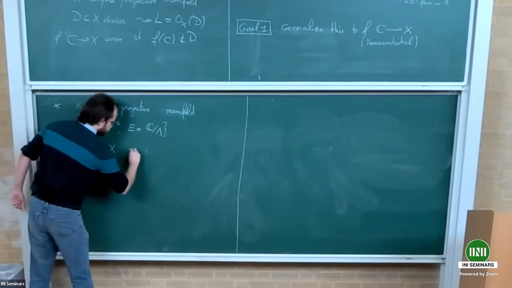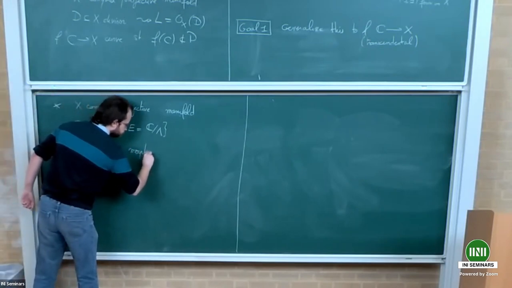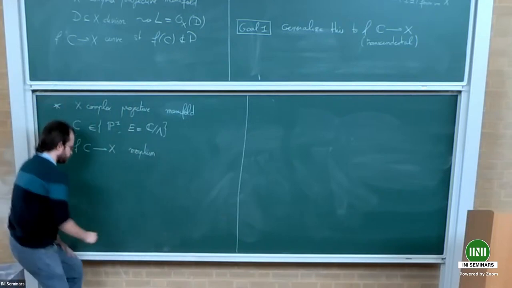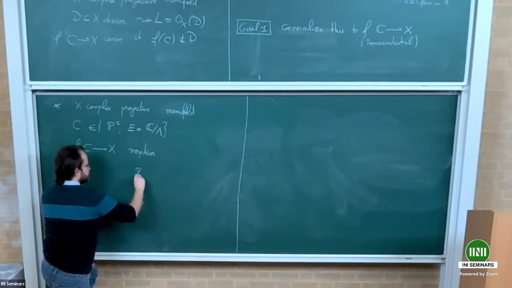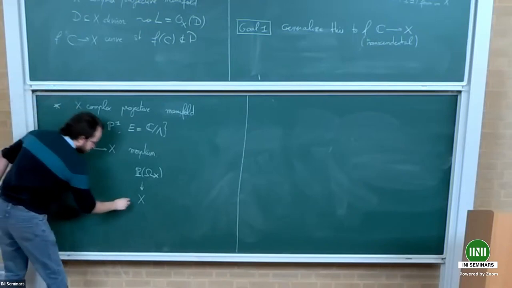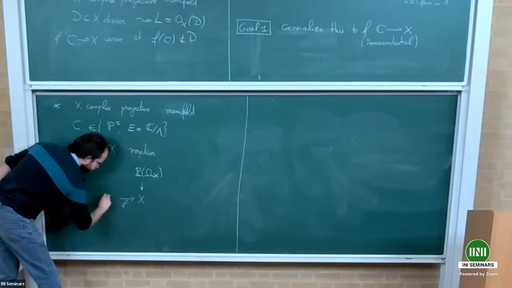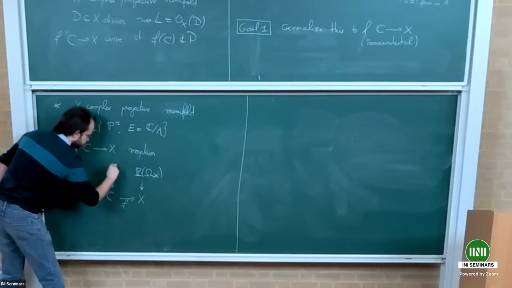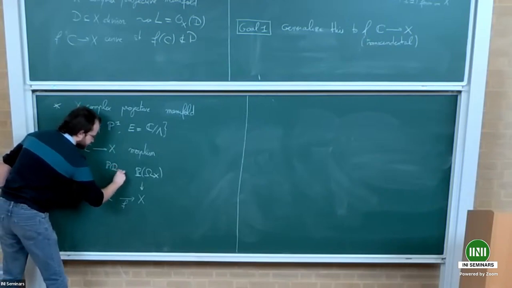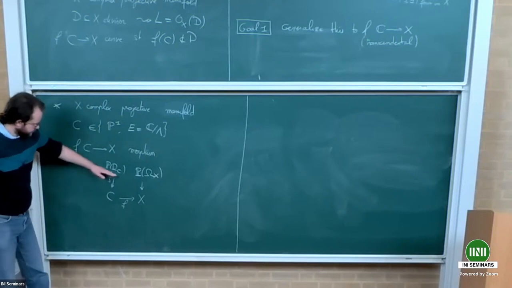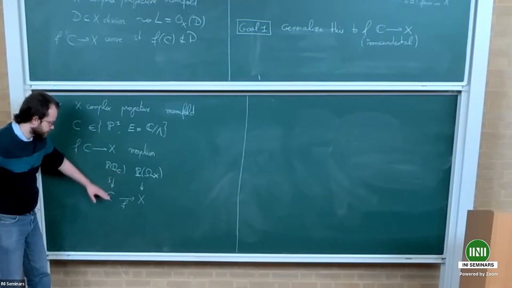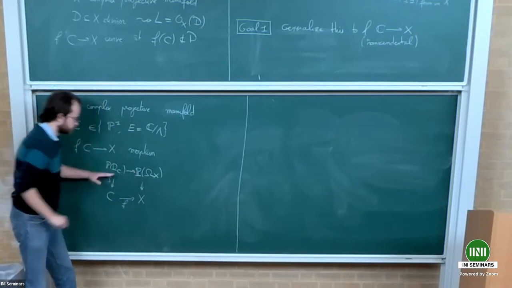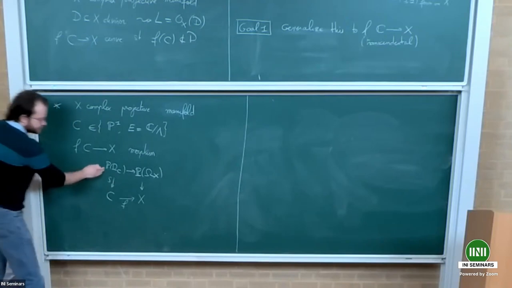Now what you can do is to construct the following diagram. You have X, and you can projectivize its cotangent bundle, and you can do the same with C. Of course, if you projectivize the cotangent bundle on C, you have an isomorphism, because this cotangent bundle is just the canonical line bundle, a rank one vector bundle on C.